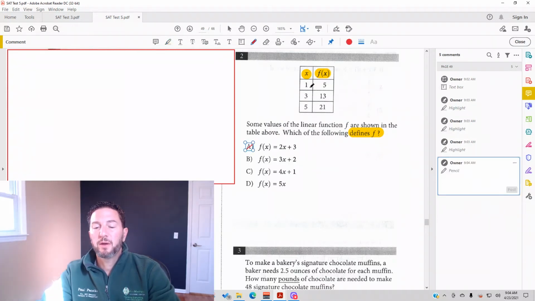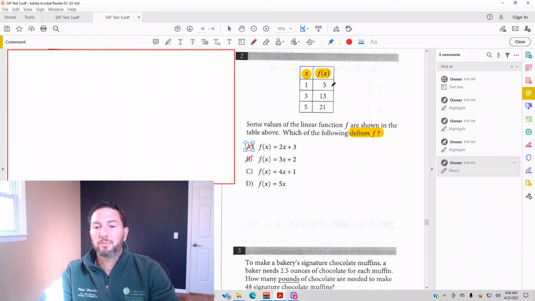Moving on to B, if I plug 1 in, do I get 5? I do. If I plug 3 in, do I get 13? I get 11. So that's wrong. See what they do? They make the first coordinate work for each of them. So the student who doesn't check every answer choice will get this question wrong.